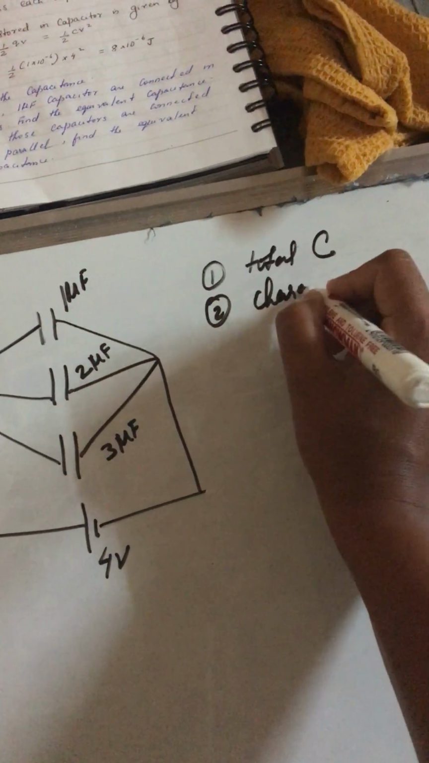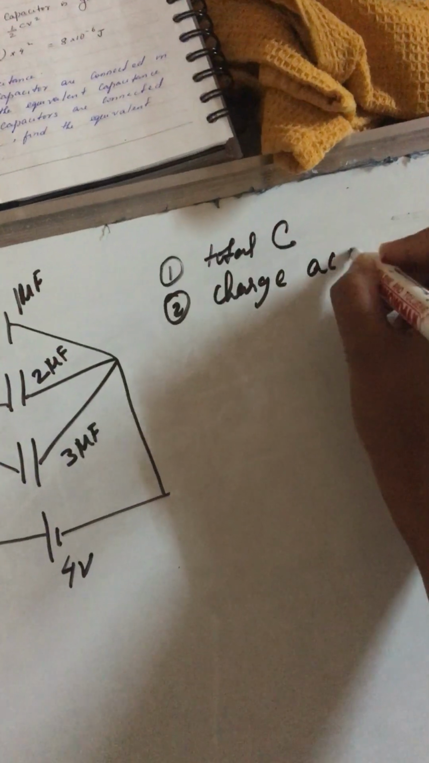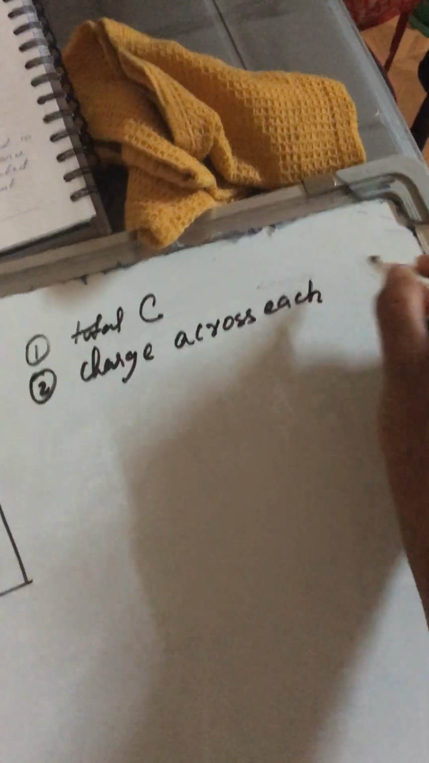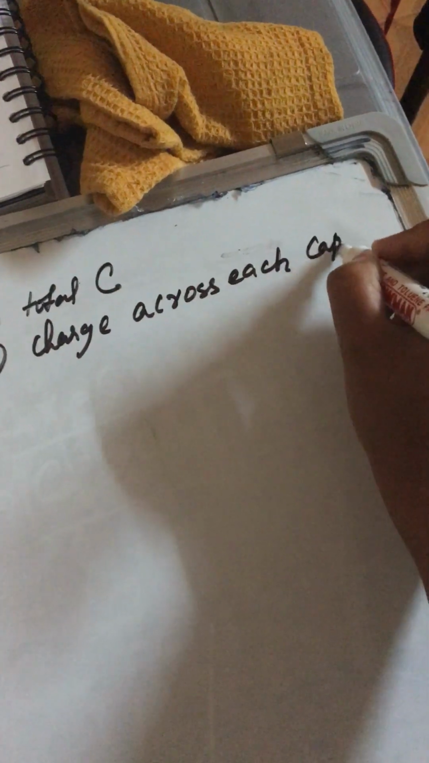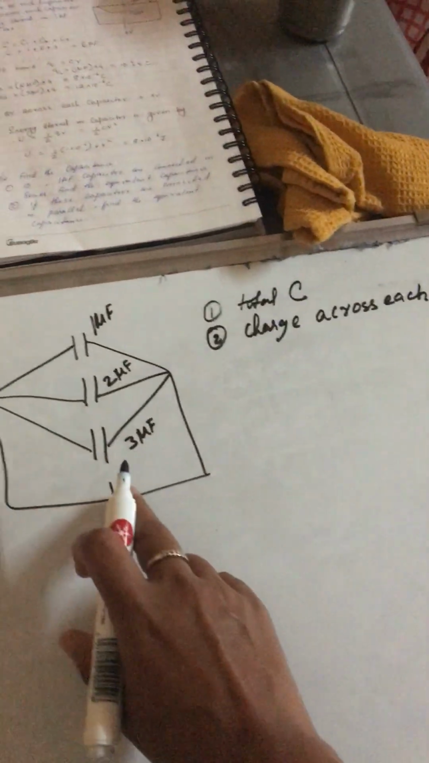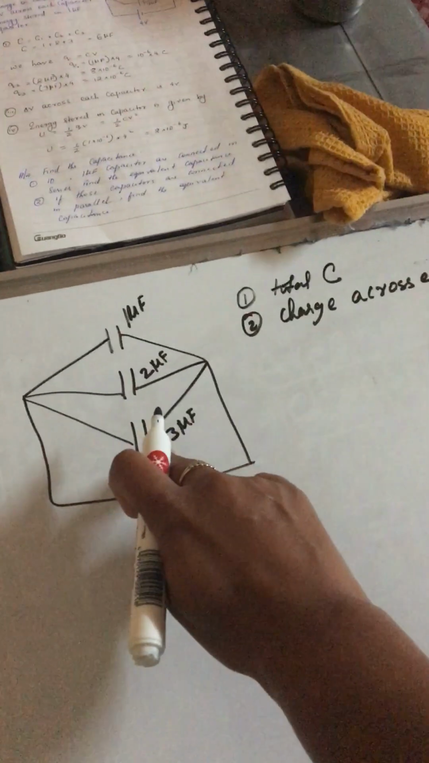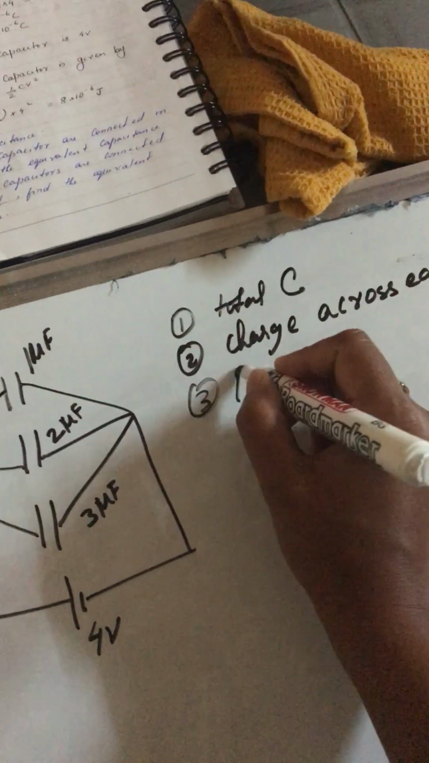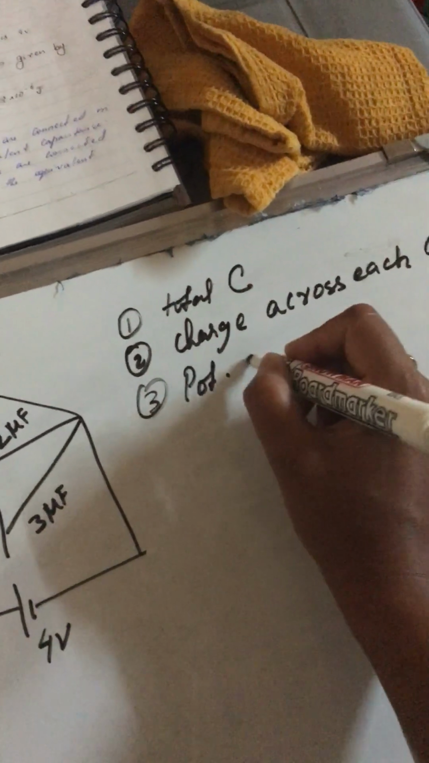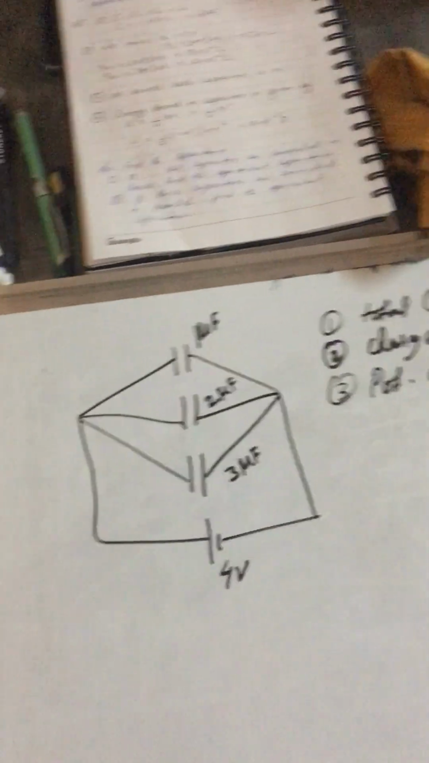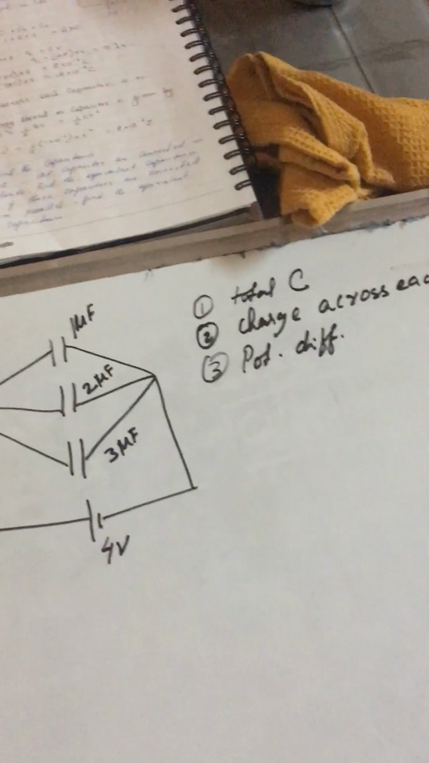Number 2, the charge across each capacitor. That means I need to find how much is the charge across here, and across here. Then we even need to find the potential difference, and even the energy stored in the 1 microfarad capacitor. That you can easily do.